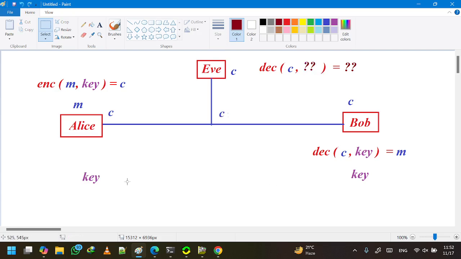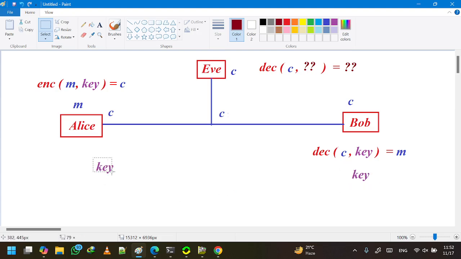So another way is called they can meet offline, or they can meet in a secret place, so that they can agree on a key that we will use from now on. So they will agree on a key. Then they will use the same key. They will depart and they will use the same key to communicate later on.